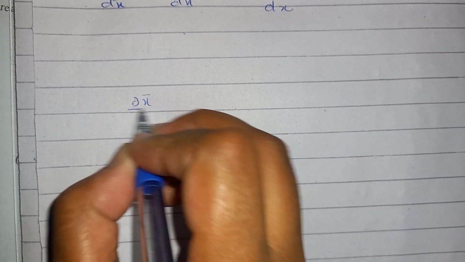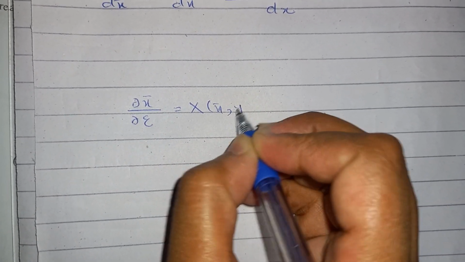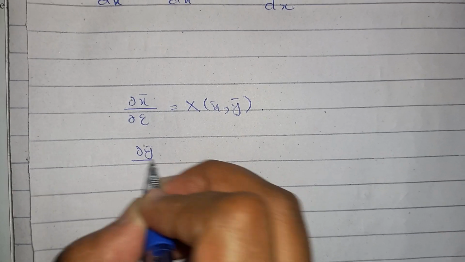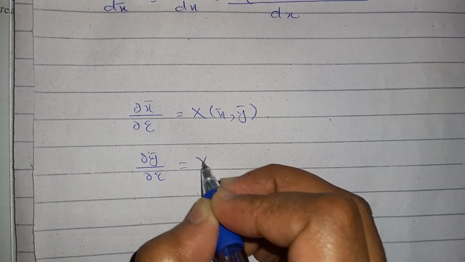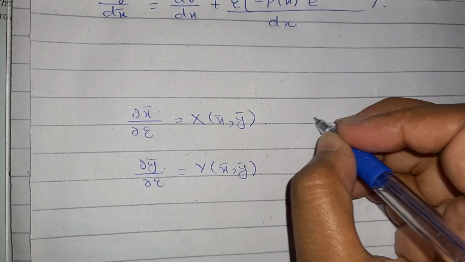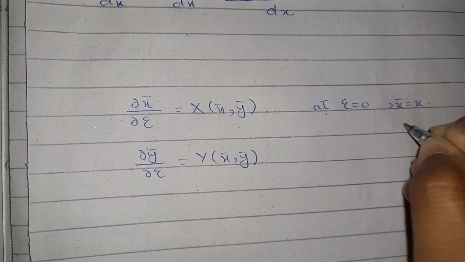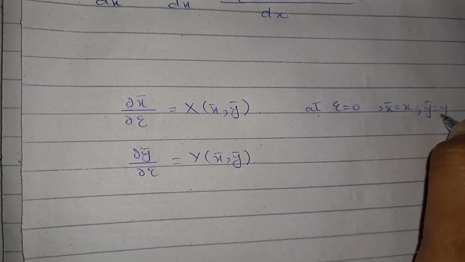∂x̄/∂ε is equal to capital X of (x̄, ȳ), and ∂ȳ/∂ε is equal to capital Y of (x̄, ȳ). And the condition over here is that at ε equal to 0, x̄ is equal to x and ȳ is equal to y.